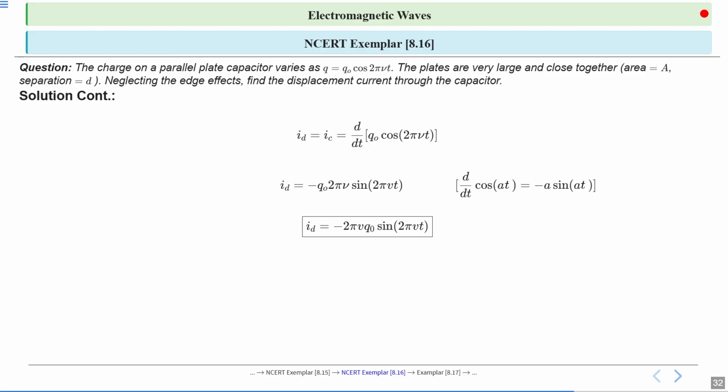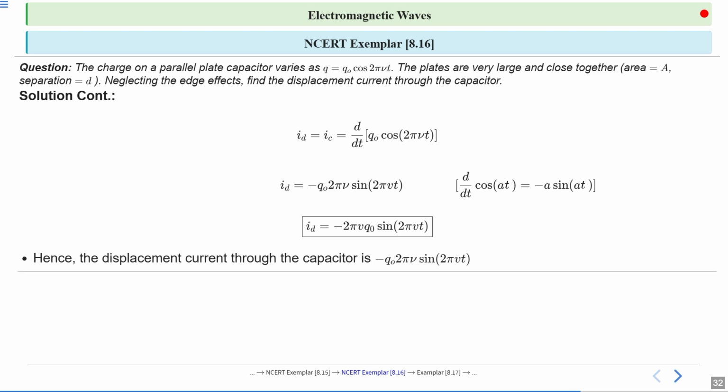Also the differentiation of 2 pi nu t with respect to time results in 2 pi nu, since dt by dt is 1, according to the chain rule. So ID will be equal to minus 2 pi nu Q naught sin 2 pi nu t. That is the expression for displacement current. Hence the displacement current through the capacitor is minus Q naught 2 pi nu sin 2 pi nu t.